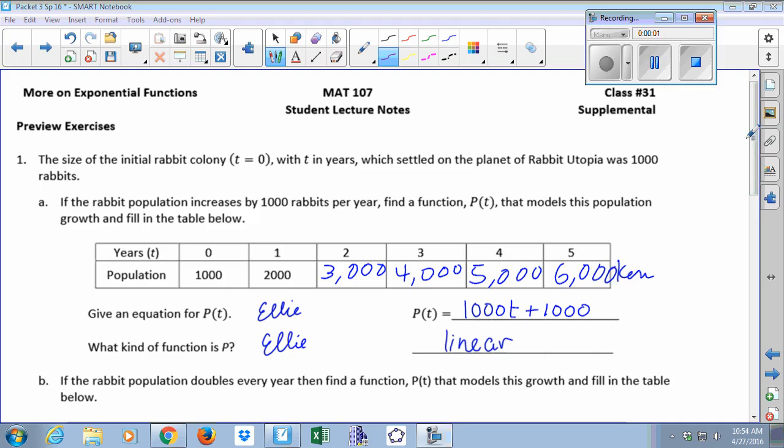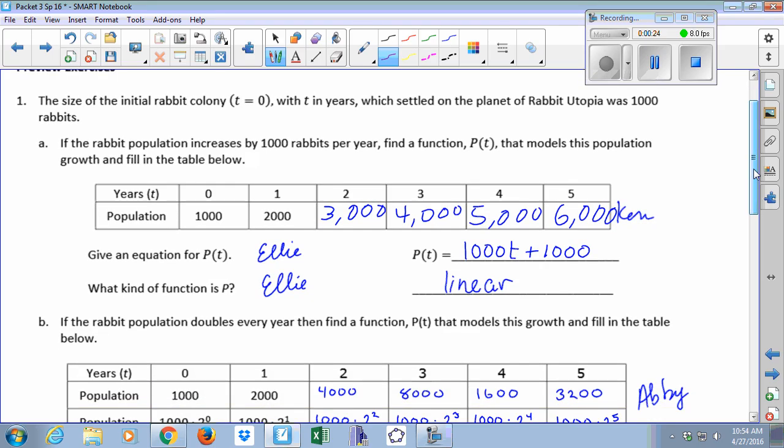Had a chance to visit Rabbit Utopia, where we start off with 1,000 rabbits a year and has all the food it needs, all the resources it needs, no predators, and they just are very happy bunnies, creating new bunnies. Okay, so we start off with 1,000, and in our first table, each year, how is the population changing?